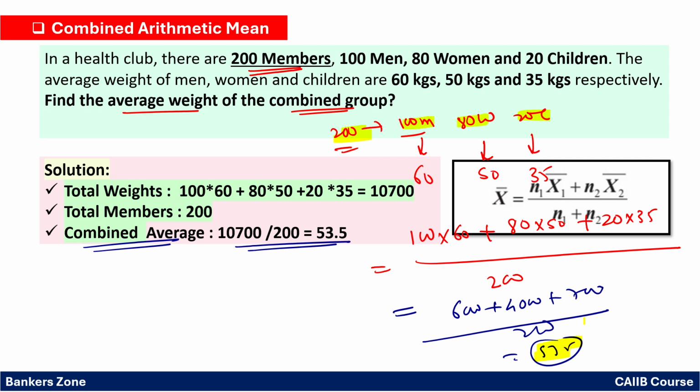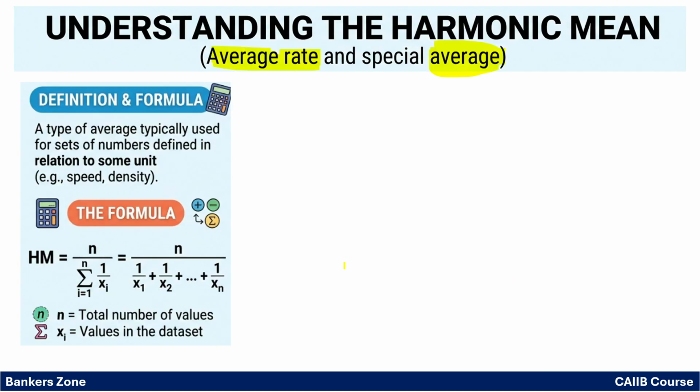Okay. Next is what? Simply understanding the harmonic mean. Now, the first mean, the arithmetic mean, we have learned. Now what do you mean by the harmonic mean? So the harmonic mean is mainly used when they have given some rate or ratio average, right? It is a type of average typically used for a set of numbers defined in relation to some other unit. For example, speed. What is speed? Speed is nothing but distance upon time. So speed is always defined with respect to distance and time, right? Density also. These are ratios which are in relation to some unit. That's why we have to use the harmonic mean in those cases, right?